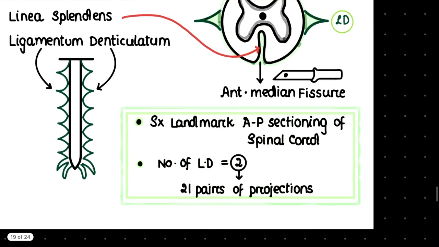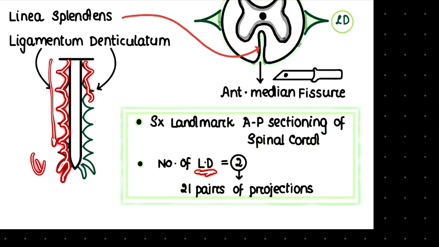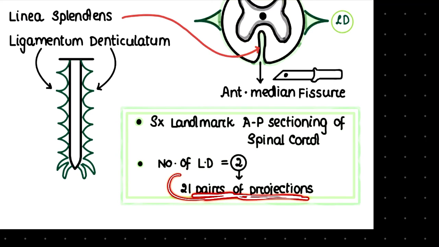Okay, now how many ligamentum denticulatum are there? I have already said that there are 2 ligamentum denticulatum, because there are 2 ligaments, right? This is the one and this is another. There are 2 denticulate ligaments. But how many pairs of projections, or how many projections? 21 pairs of projections, or a total of 42 projections.